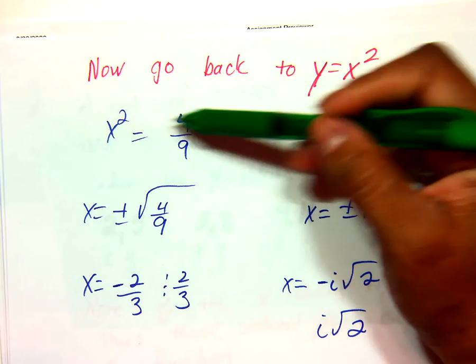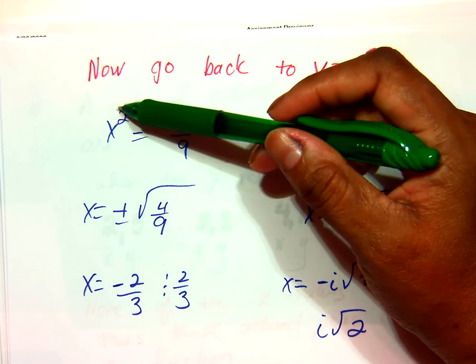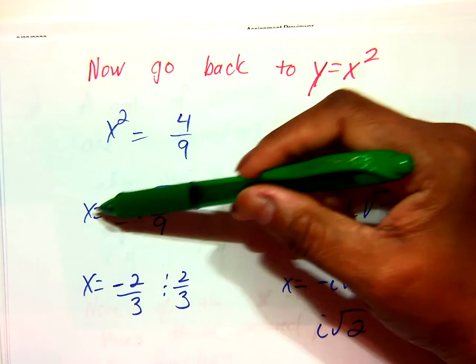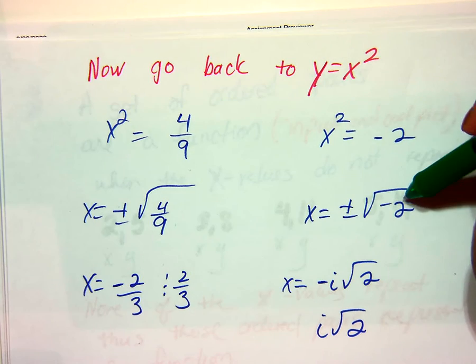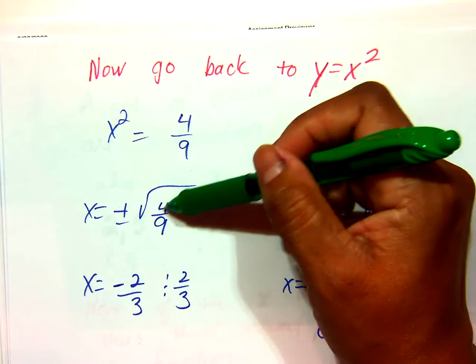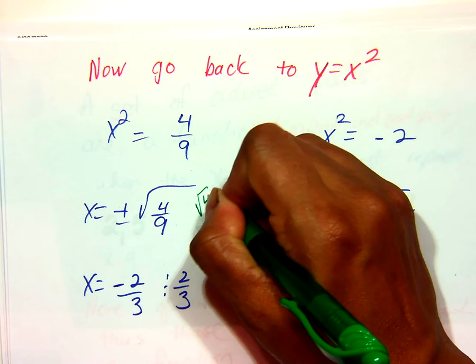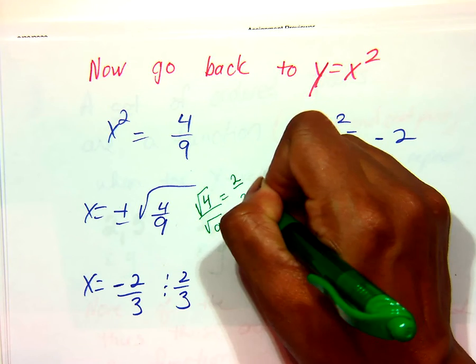So x squared gave you 4 over 9, and it gave you negative 2. You may recall that if you're trying to cancel out a square, you do the square root. So now I got the square root of 4 over 9. Then I have the square root of negative 2. Well, if I break this down, I'm going to have the positive square root of 4 over square root of 9, which gives you 2 and 3.